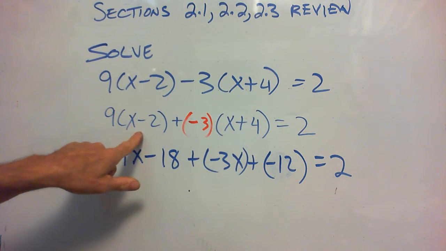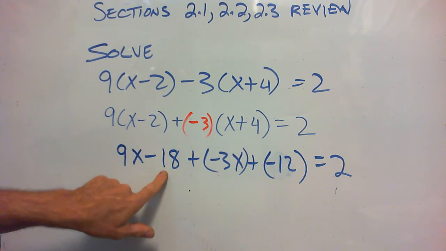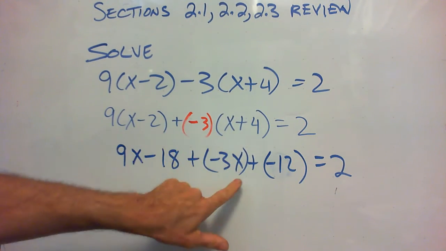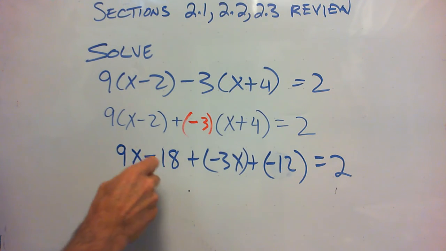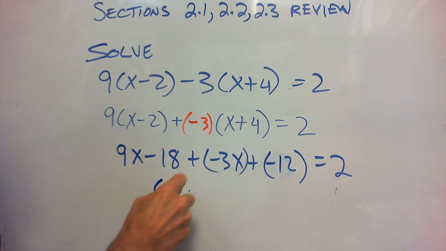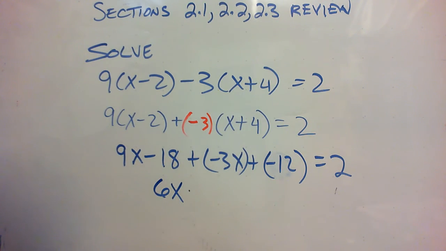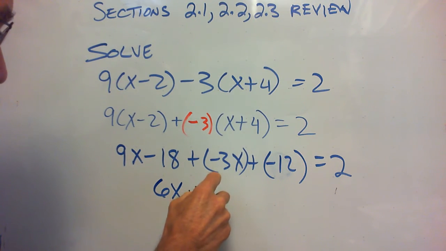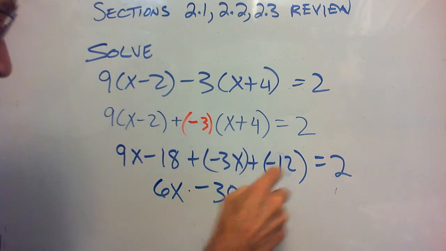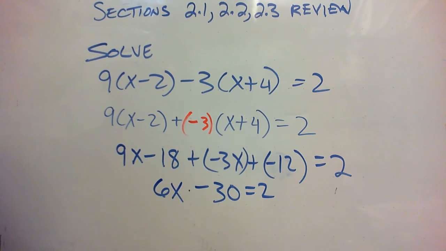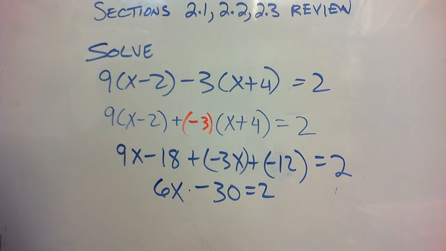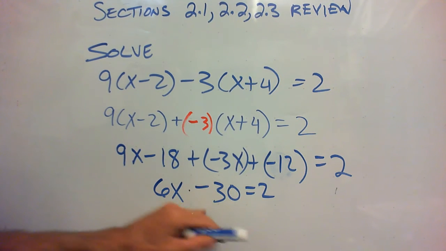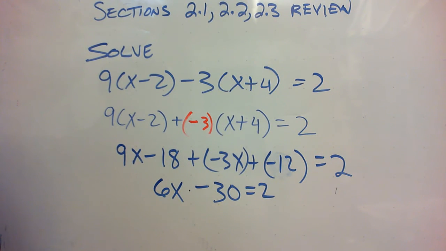So we have 9 times x, 9x, 9 times negative 2, negative 18. Negative 3 times x, negative 3x, negative 3 times 4 is negative 12. So now adding like terms, the 9x and negative 3x makes 6x. Negative 18 plus negative 12 is negative 30, or we can just write minus 30. Now we just have to get the x's alone and the numbers on the opposite side and divide and solve. So add 30 to both sides and then divide by 6. So see if you can finish this off and get the fraction answer.